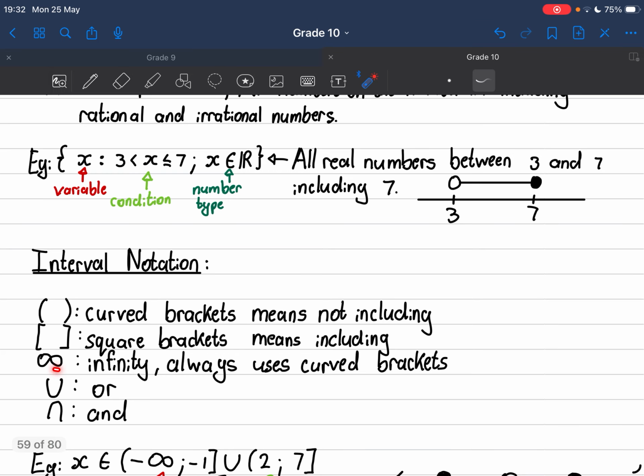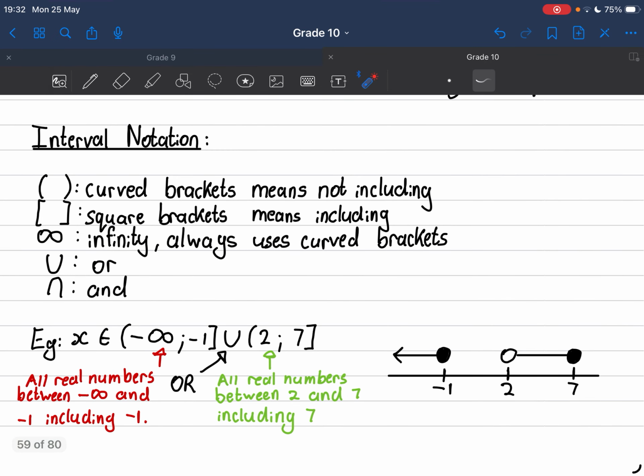We also have an OR symbol and an AND symbol. An empty cup shape is OR, and a little mountain shape is AND.